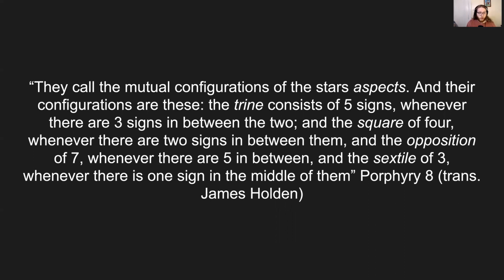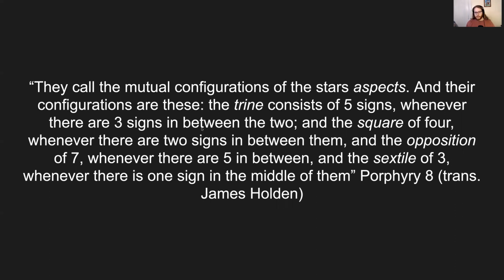And the square of 4, whenever there are 2 signs in between them. So same thing, if we start with Aries, we say Aries is the first sign, Taurus is the second, Gemini is the third, Cancer is the fourth. Those signs are square to each other. There's 2 in between. The opposition of 7, so same thing. If we count Aries all the way out to Libra, that would be the opposition. Or any other sign out 7 signs, there are going to be 5 in between. And the sextile of 3, whenever there is 1 sign in the middle of them.